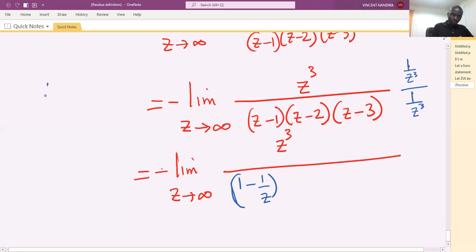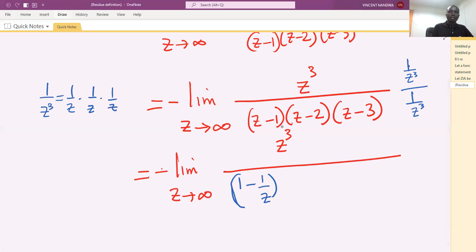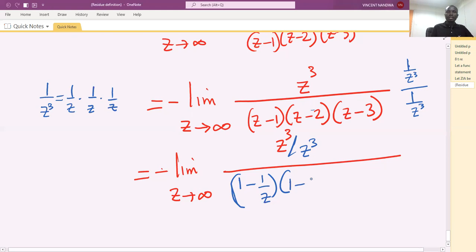The second, so remember what I'm doing, 1 over z cubed is the same as 1 over z times 1 over z times 1 over z. So 1 over z, I multiply by this first bracket, another 1 over z by this second bracket, another 1 over z by this third bracket. And then multiply this by 1 over z, I get 1 minus 2 over z. This I get 1 minus 3 over z. Remember, when you simplify this one, you still get back this original function.